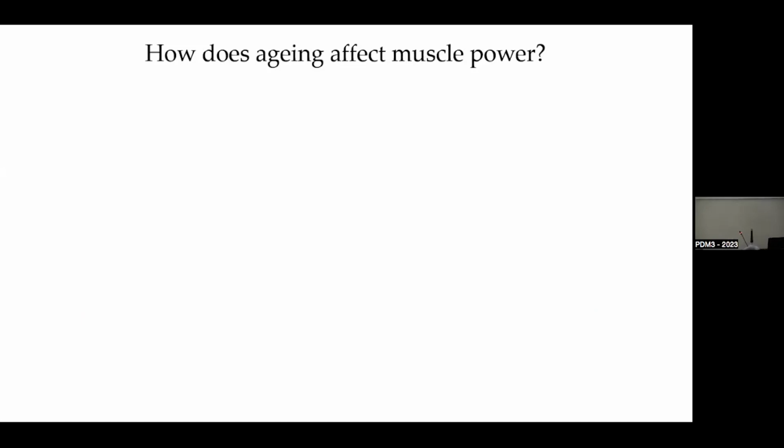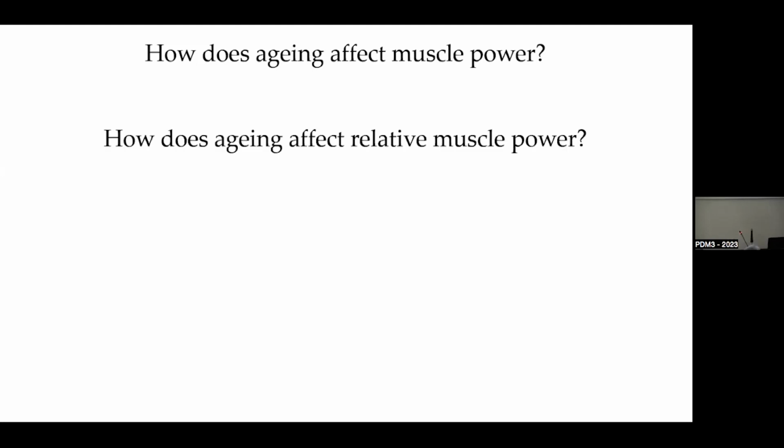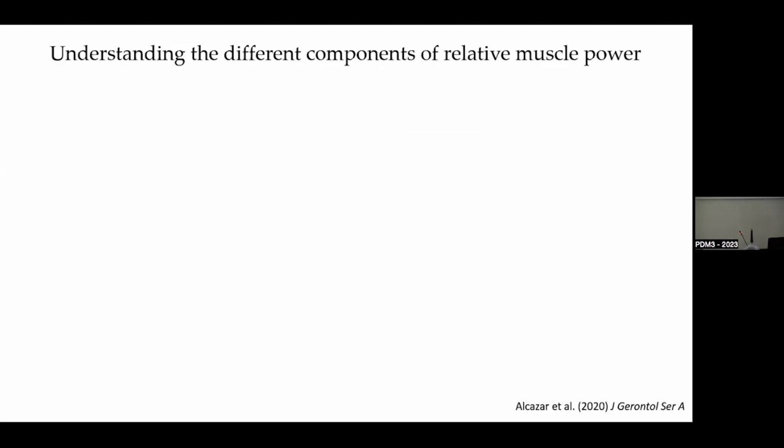This has already been seen in the last presentations. And also, how does aging affect relative muscle power? Because as I said, we need to move our body mass in most of the activities of daily living, so the overload that we have to move is also very important. And relative muscle power is the ratio between muscle power and body mass. But first, we need to understand the different components of relative muscle power.